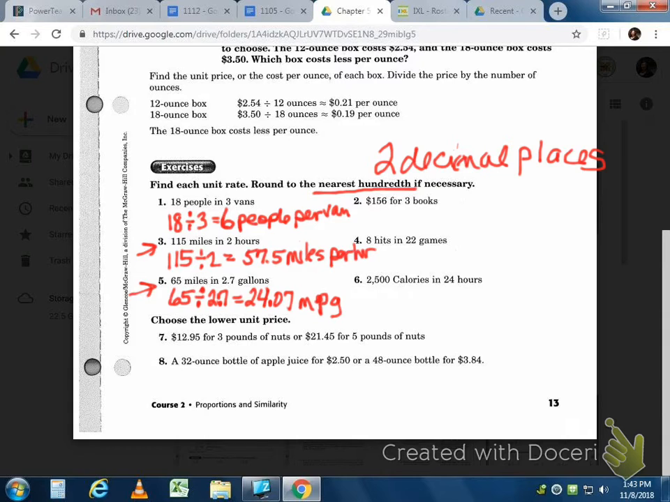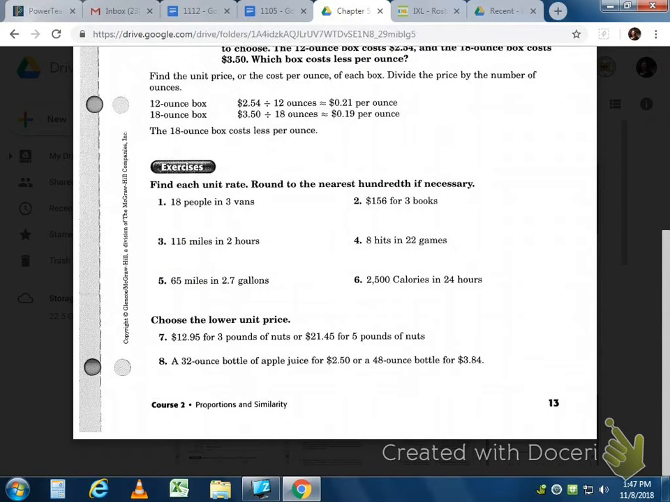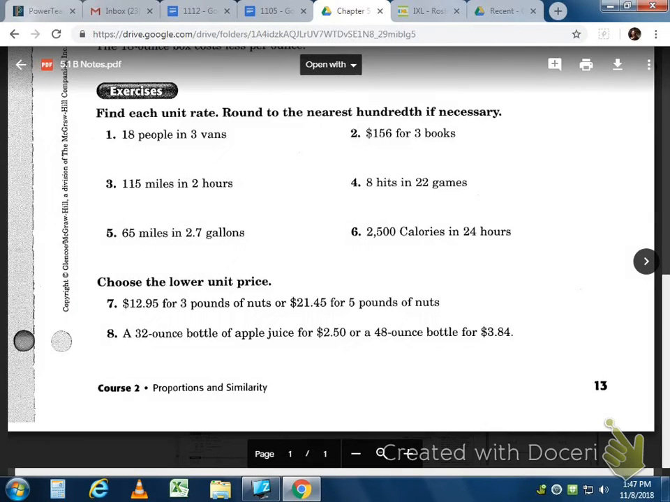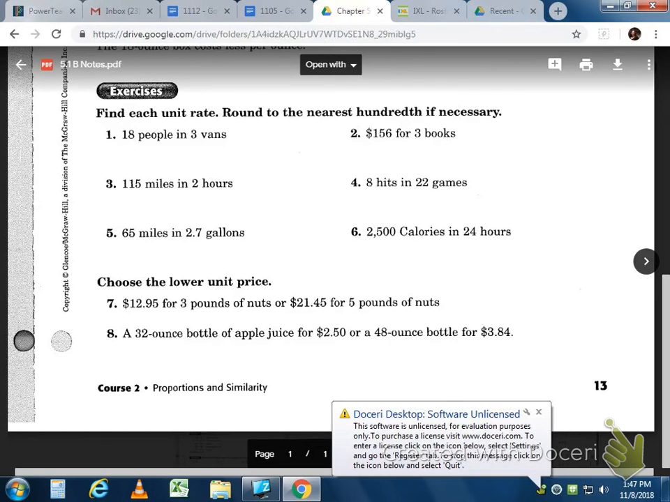All right, questions about finding the unit rate. All right, so then let's look at, this is basically finding the better buy, choosing the lower unit price. So if I look at number 7, it says $12.95 for 3 pounds of nuts and $21.45 for 5 pounds of nuts.